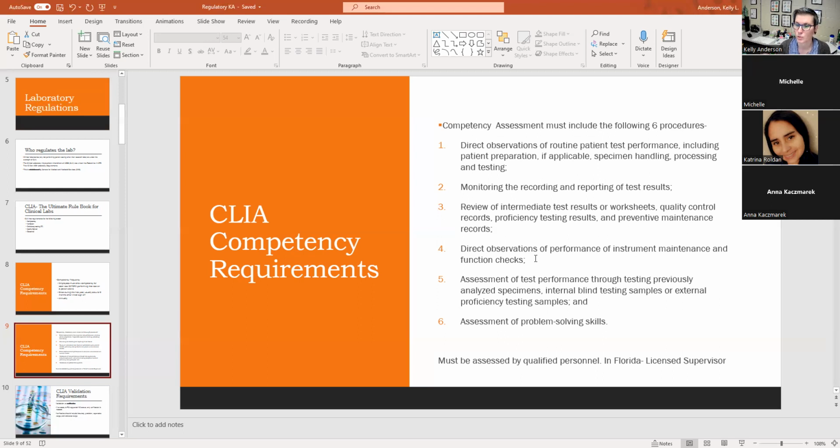Assessment of test performance through testing previously analyzed specimens, internal blind testing samples, or external proficiency testing samples. So we'll talk about proficiency testing a little bit down, but if you don't know what proficiency testing is, basically you will pay someone, and there are multiple organizations that provide proficiency testing samples. For each test, they will make up a lot of sample and then send it to different labs, and you will test it and then report your results back to them. Then they'll compile all the results from all the different labs and compare all the results and make sure that all the labs are getting the same results, basically.